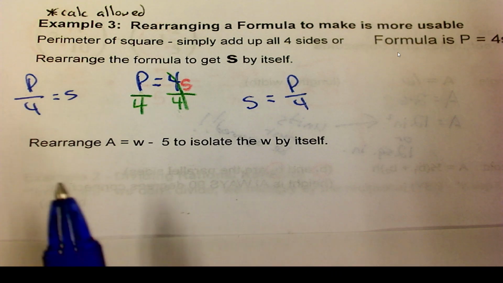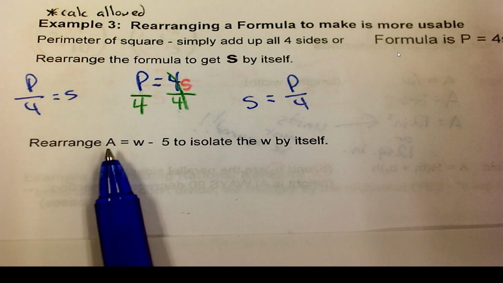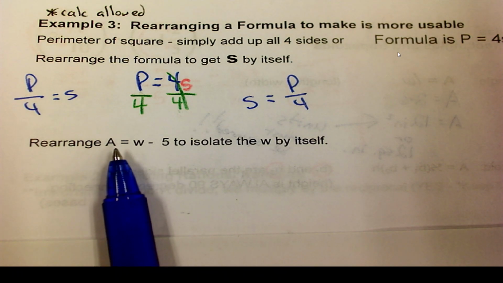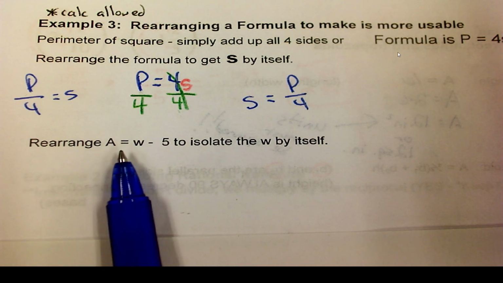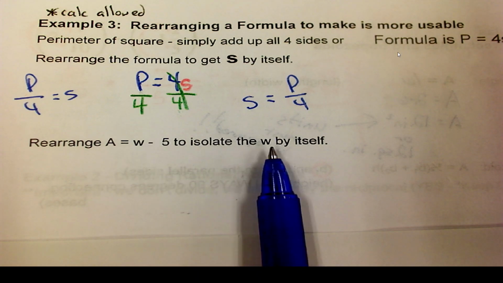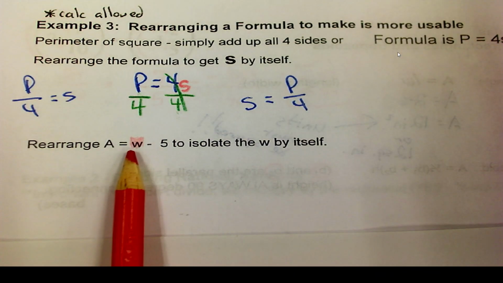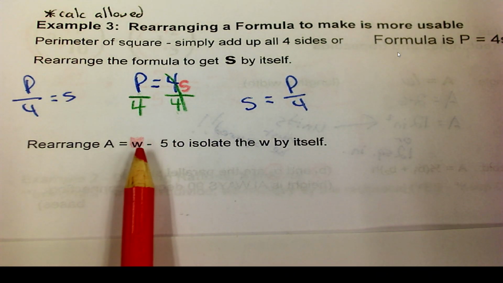But now look at this right here. Let's just rearrange A equals W minus 5. We have no idea what this formula is. Is it area? I don't think so, is it? It doesn't look like area. But this is A equals W minus 5. Please isolate the W to get it by itself. So that's what we need by itself. What's the 5 doing with the W, folks?